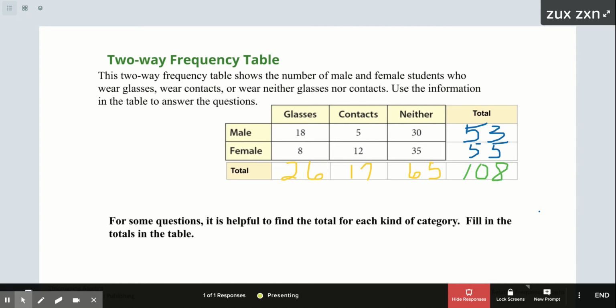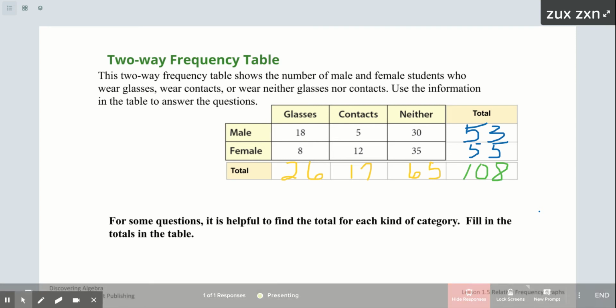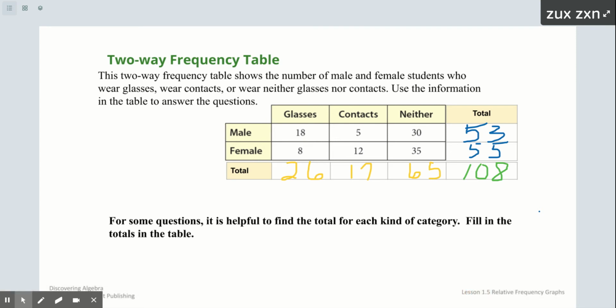When we add all the males together, we get 53. And females, we're going to do 8 plus 12 is 20, plus 35 gives us 55. And then if I go vertically, the total number of people with glasses, I do 18 plus 8 to get 26. For contacts, 5 plus 12 to get 17. And for neither, 30 plus 35 is 65.